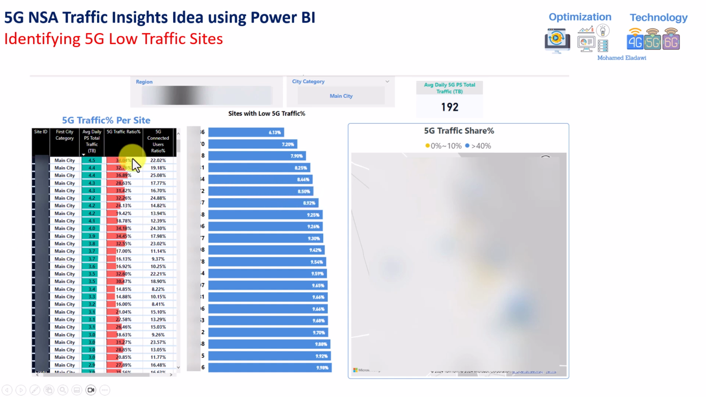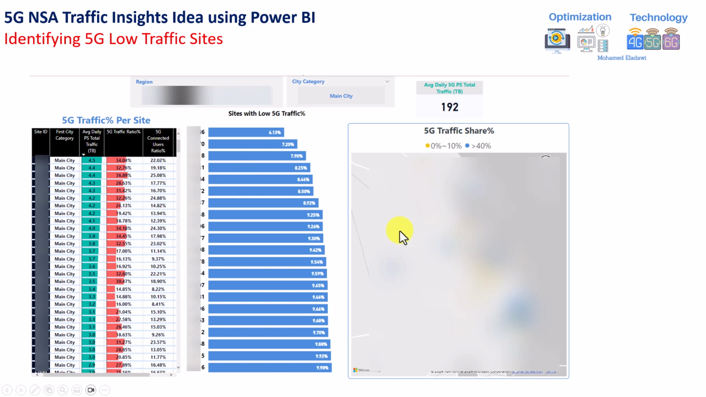And here it was just giving an overview of the overall 5G traffic per site, where you can see what kind of top sites we have, what the site category is, what the average traffic per site daily is, and what the penetration of 5G is in general, either 4G traffic or 5G connected users.